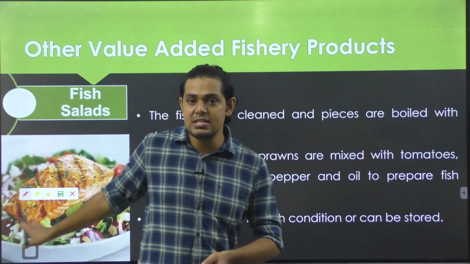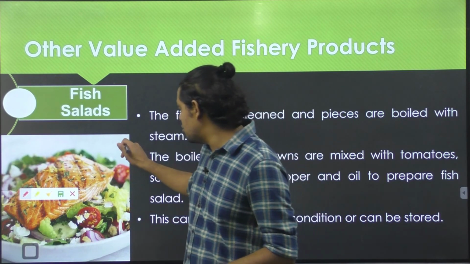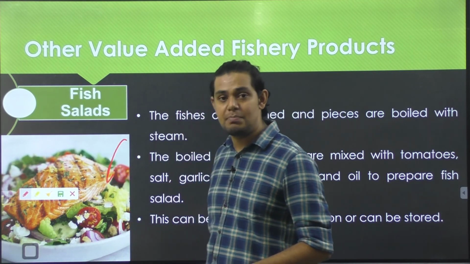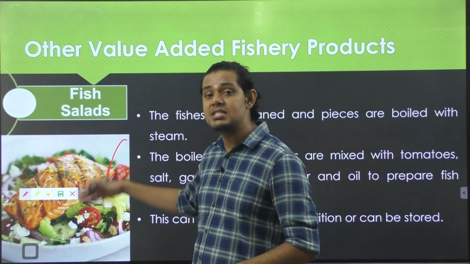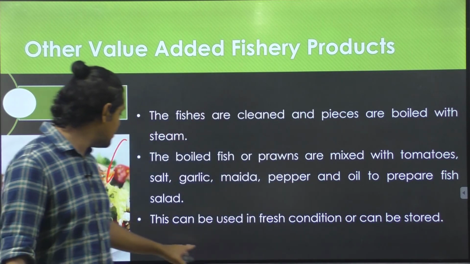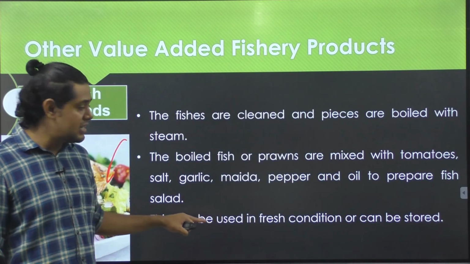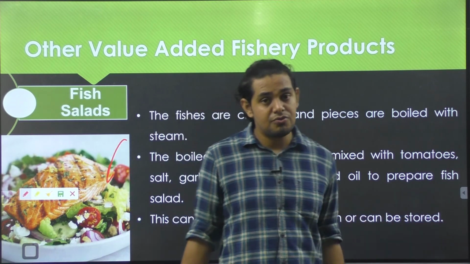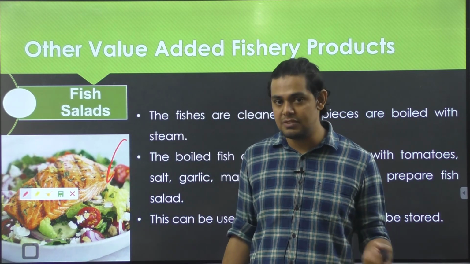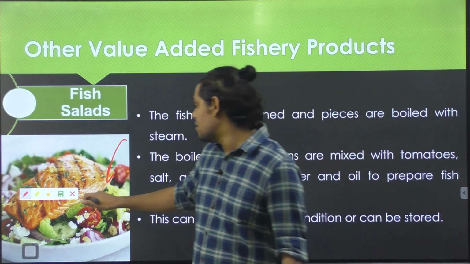So as you can clearly see in this picture, it involves the usage of a variety of vegetables as well. Along with vegetables, we will be having fish as well, which is dressed properly. Okay, so after which this prepared salad can be freshly consumed or can be stored for eating at any time in the future. Okay, so this is about the fish salad.